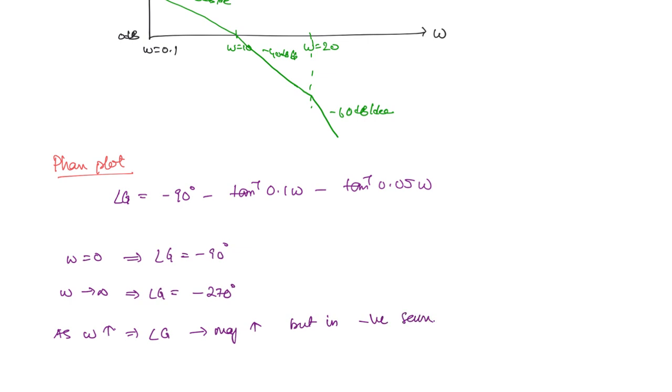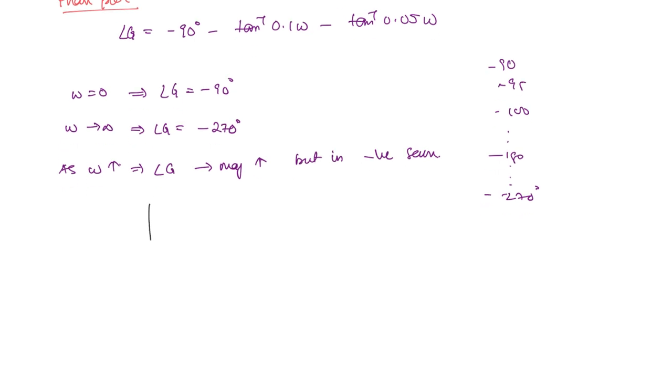So that means it will go from minus 90 to minus 95, minus 100 and so on, to minus 180 to minus 270. Okay, so this is how the phase is going to change. Since this is very direct, you don't have to use the individual plots. So how can you draw this? This is angle G and this is the frequency. You can take an initial value of omega is equal to 0.1 or 0.01. It should be close to 0. Okay, so let us take 0.1.